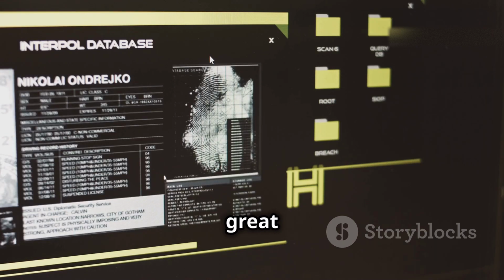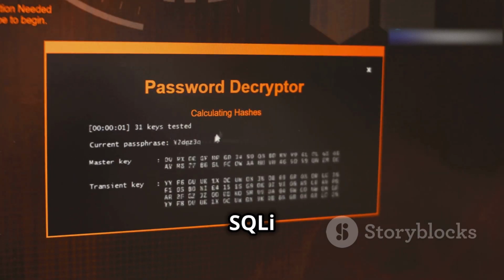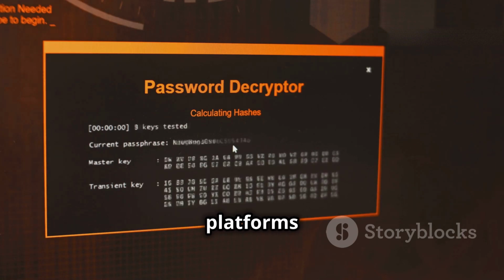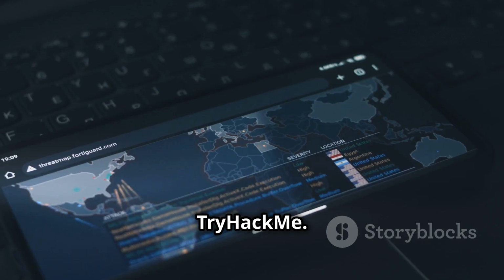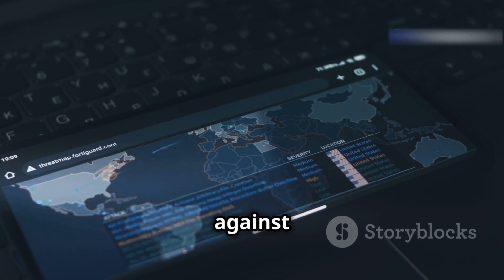But remember, with great power comes great responsibility. We're all about ethical hacking here, using our powers for good. So practice your SQLI skills on vulnerable applications, like those found on platforms like Hack the Box or TryHackMe. The key, my friends, is to understand how these attacks work so you can defend against them.